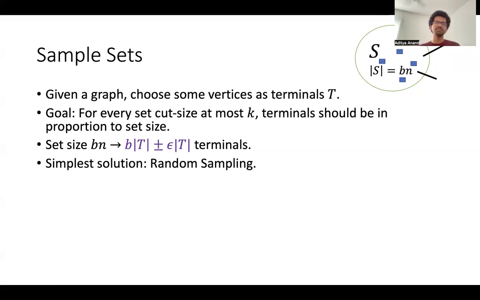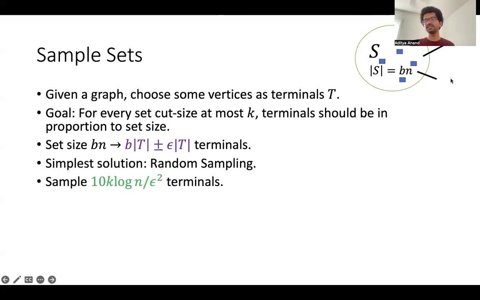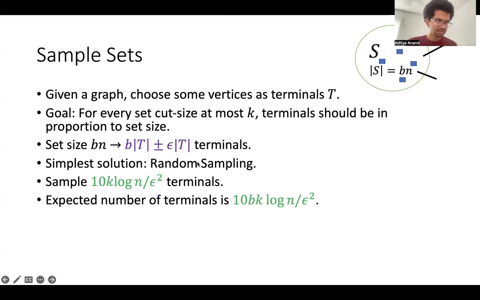Once I describe this problem, the simplest solution that you might think of is to use random sampling. How to get such a terminal set? Just use some random sampling. But then the question is, how large is the sample set? It turns out that if you sample something like 10k log n over epsilon square terminals, you can actually accomplish this. You can hit every set with a small cut size in proportion to its size with small additive error. Let's see why. Suppose you have a set whose size is b times n. Then the number of terminals here will be roughly 10bk log n over epsilon square.